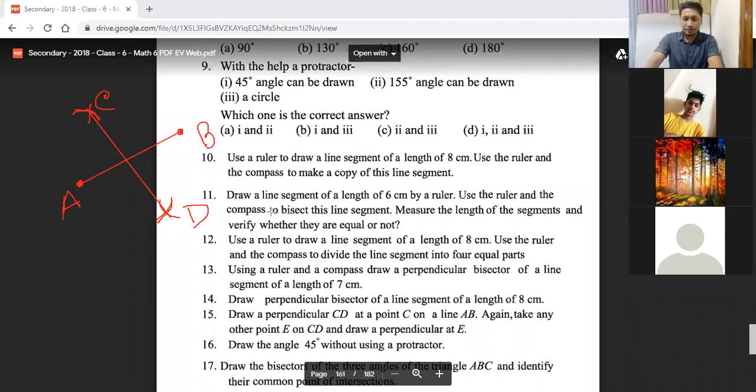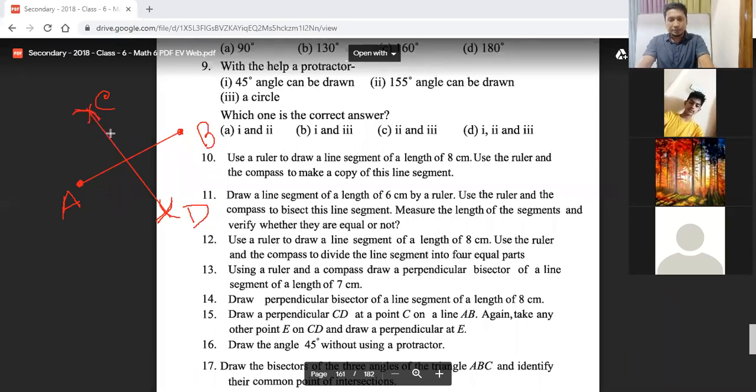Now another part says to measure the length of the segments. That is, you have to take the measure using a ruler and verify whether they are equal or not. Obviously, they will be equal because we have bisected the line. But in your eyesight, it may not look equal because we didn't use the proper accessories, a compass or a ruler. That's why there may be some error here.